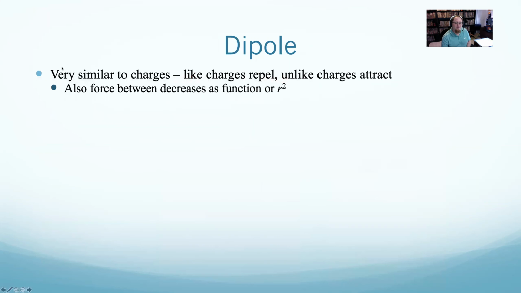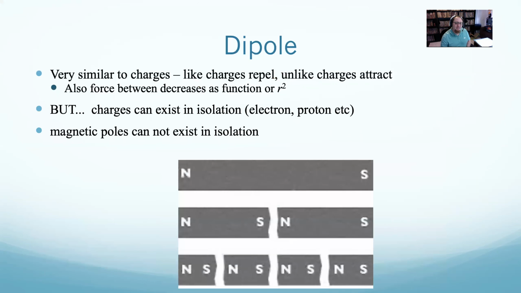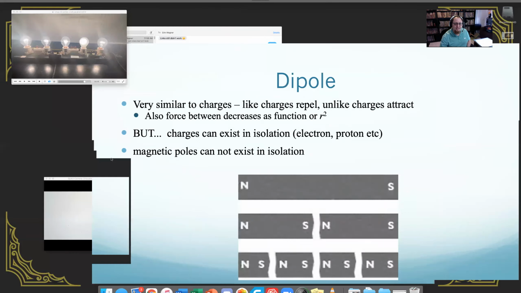Now, part of the reason we call magnets dipoles is that they do repel or attract by a distance of r squared, just like Coulomb's law for charged particles. But a magnet always has a north and south pole. You can never have a magnet with only a north pole or a magnet with only a south pole.